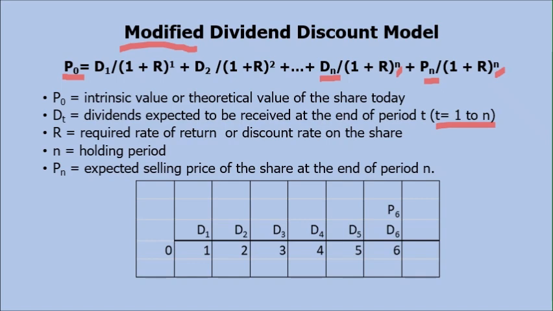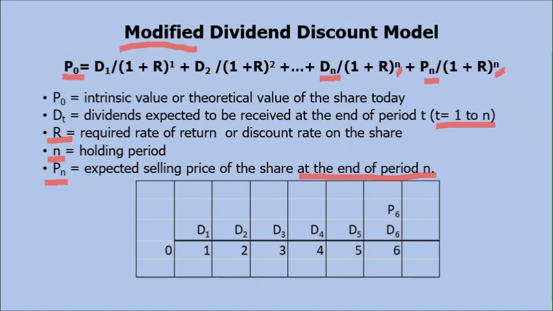Again, to get P0, you need to start with D1, not D0. Therefore, t is equal to 1 to n, not 0 to n. R is the required rate of return or the discount rate on the share, and n is the holding period. Pn is the expected selling price of the share at the end of the period n. This is important. So if you look at the timeline figure below, for a, say, 6-year holding period, you have D1, D2, D3, D4, D5, and D6. These are 6 dividends to be received at the end of year 1, 2, 3, 4, 5, and at the end of year 6.